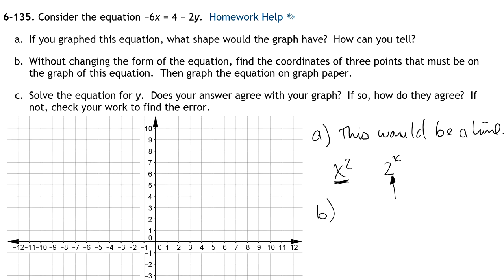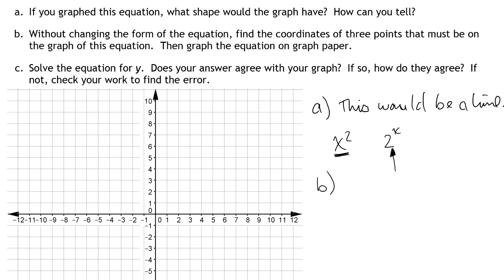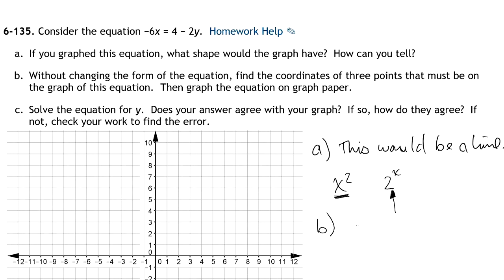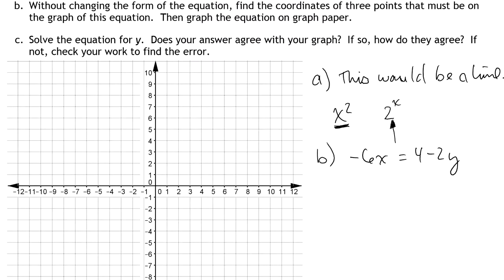B, let's see, last time I did this last year, I messed up. Let me try and get this right. It says without changing the form of the equation. So they want me to tie a hand behind my back and look at it like this. So negative 6x equals 4 minus 2y. So I need to look at the equation like this and decide some points. It says find 3 points that must be on the graph of the equation. Then graph it on your paper. So I'm not going to change the form of it. I'm going to do this.